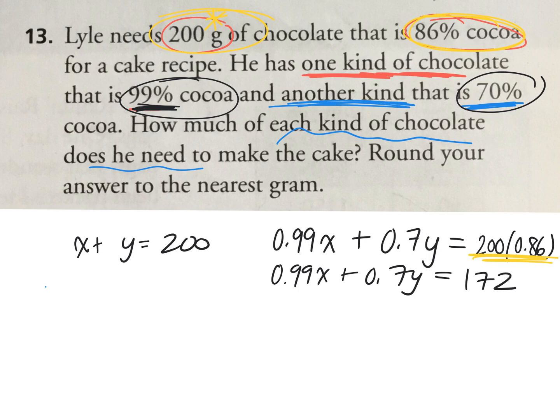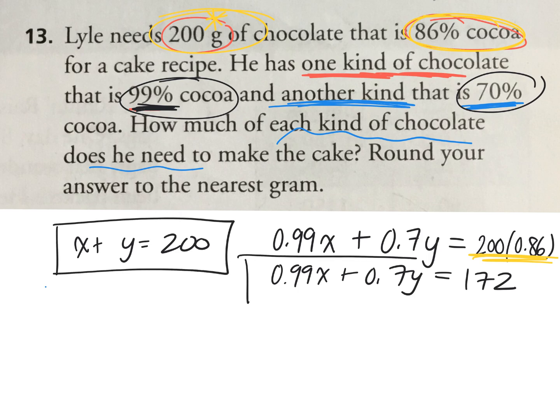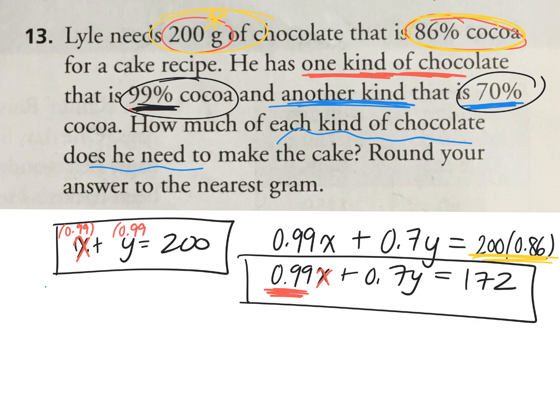I'm going to solve this by elimination so I can practice that method. So how would I do that? Okay, this is equation 1, and this is equation 2. In order to eliminate, I have to make the coefficients of one of the variables the same. So maybe I want to get rid of my x's. Well, what is the coefficient of this x? 0.99. So I have to multiply this by 0.99, which means I have to multiply everything by 0.99.